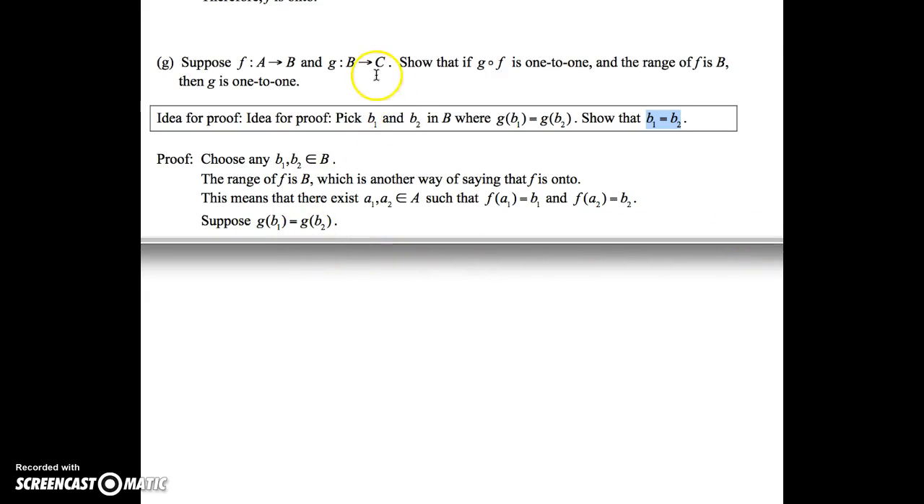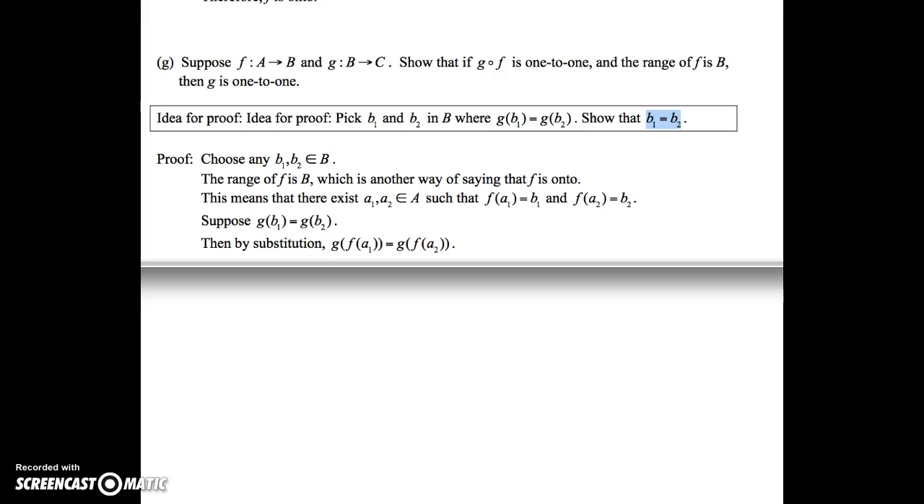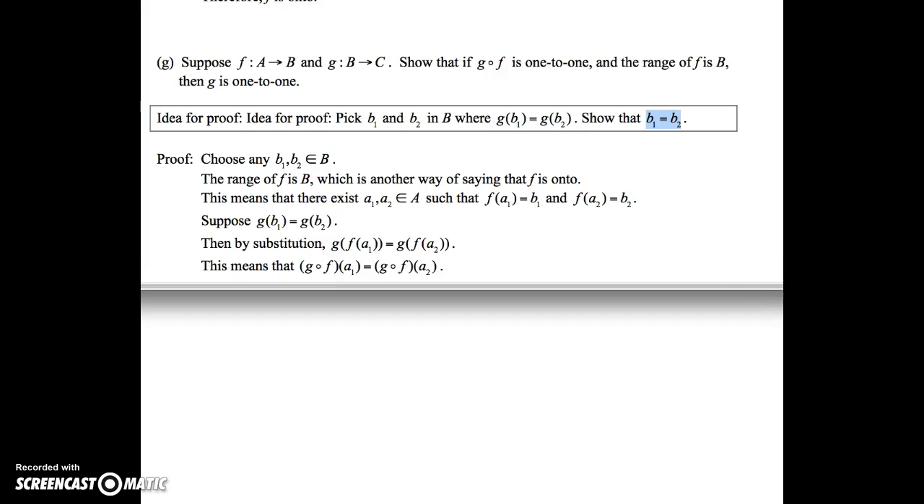So now we'll suppose that G of B1 equals G of B2. We'll say we've got these elements that are in B, and what if their values after mapping through G are the same? I'm trying to prove that B1 equals B2. By substitution, instead of G of B1, I could say G of F of A1. Instead of G of B2, I could say G of F of A2. And using notation, G composed with F of A1 equals G composed with F of A2.